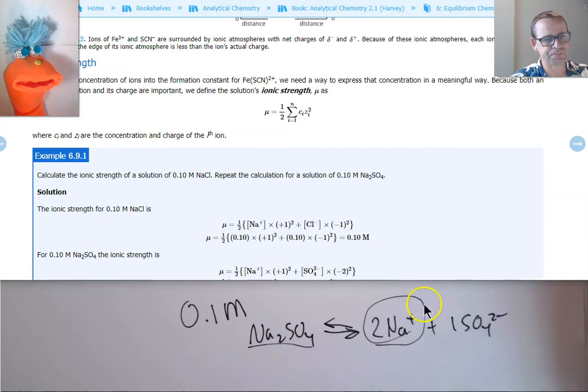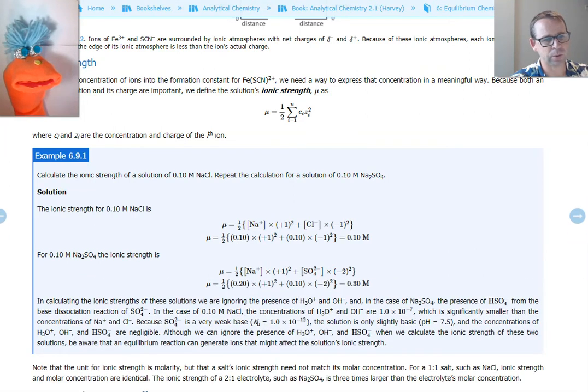Okay, so the concentration of sodium is 0.2 times this 1 squared. Concentration of the sulfate ion, 0.1, but I have the -2, which I square, which gives me a 4 here. So this is 4 times 0.1, 0.4, plus 0.2, and then we take it in half, so it's 0.3. So when you have ionic compounds that have more than one of certain ions or multiple charges, then it will change the ionic strength.